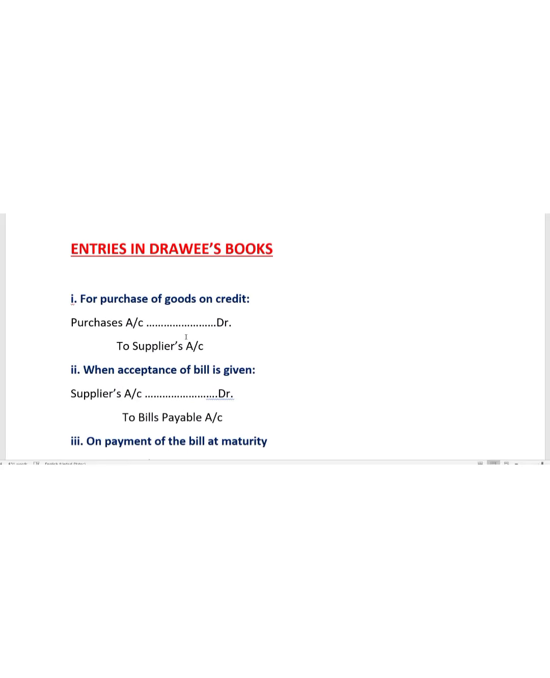The drawee is the person who has purchased the goods. So when the drawee is purchasing the goods on credit, what will be the entry passed in his books? Purchase account debit, an expense, to the supplier account, who is supplying the goods on credit. Purchase account debit to the supplier's account, meaning the seller.